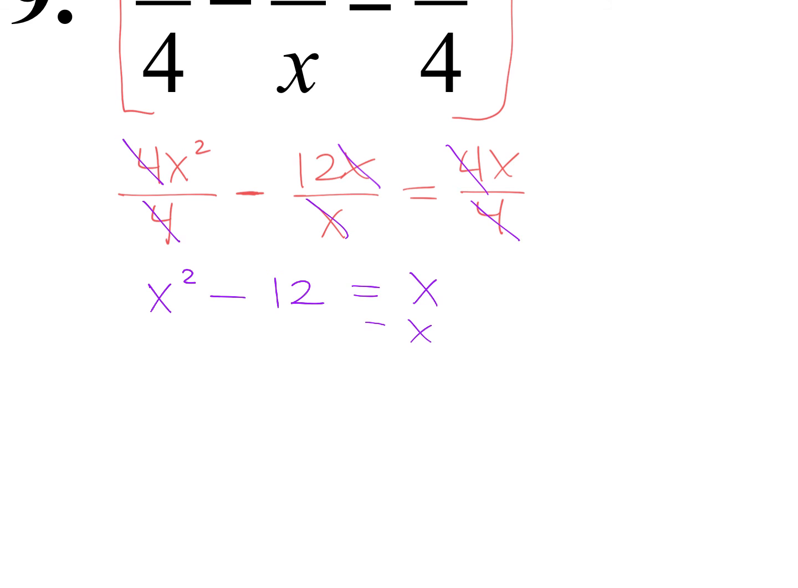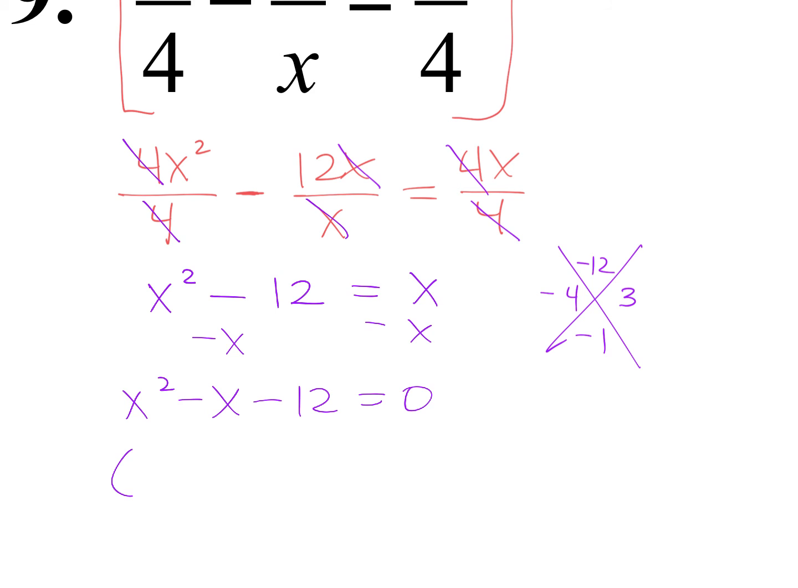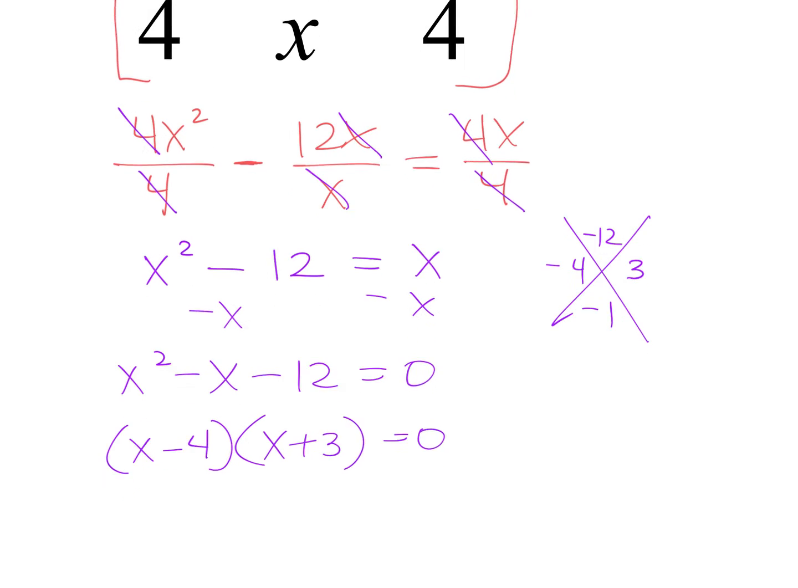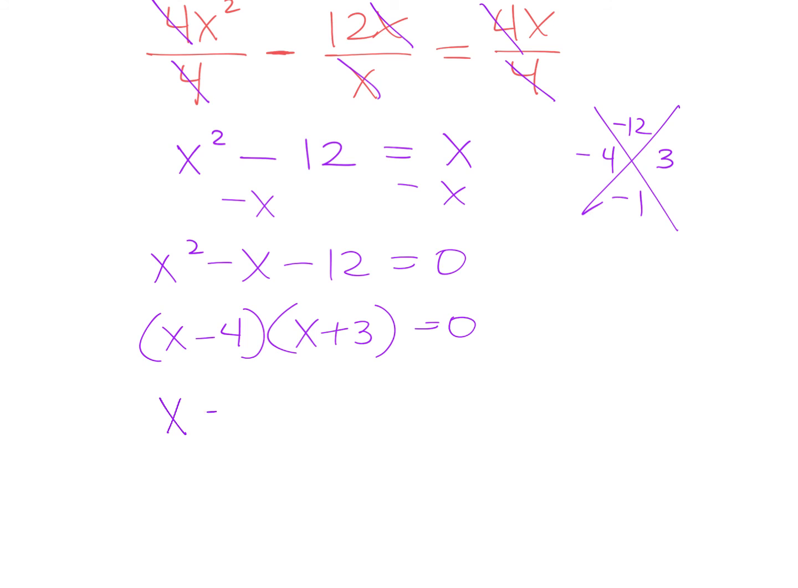Move the x over. So it's x squared minus x minus 12 equals 0. And now you just factor that. What can you multiply to get a negative 12 that you can add to get a negative 1? You get a negative 4, a positive 3. So x minus 4 times x plus 3 equals 0. So x will equal what?